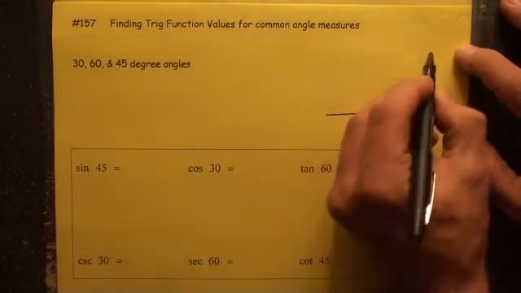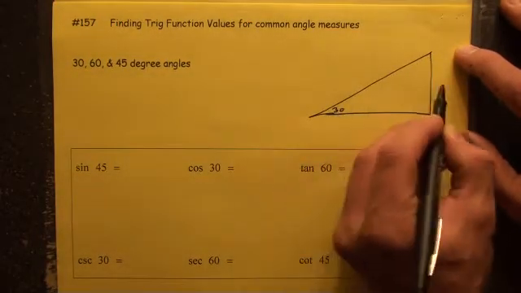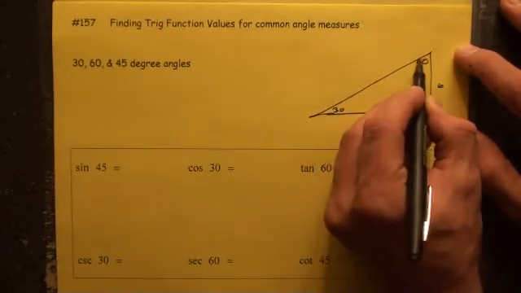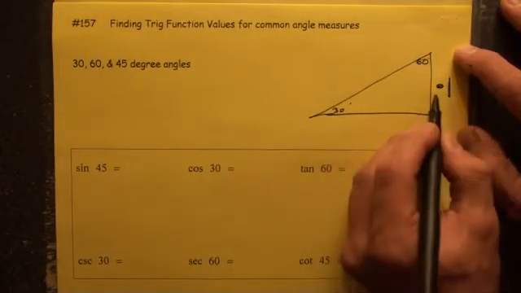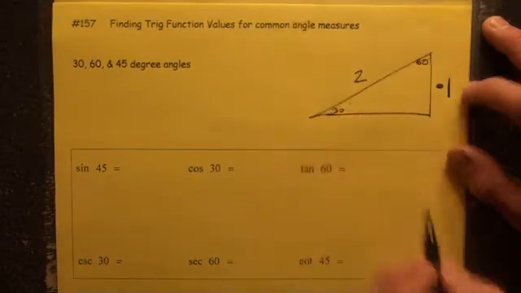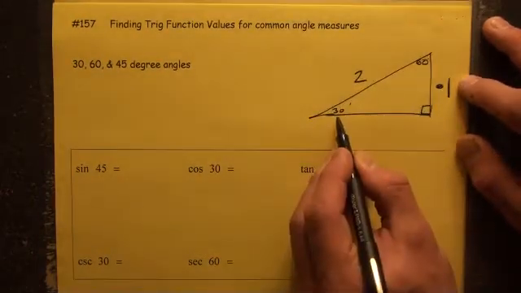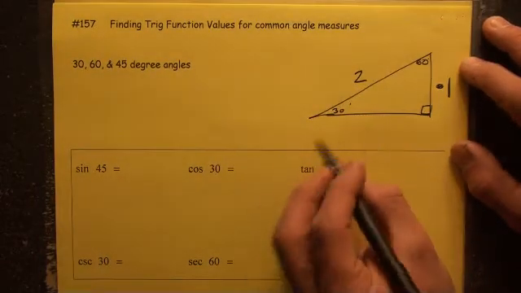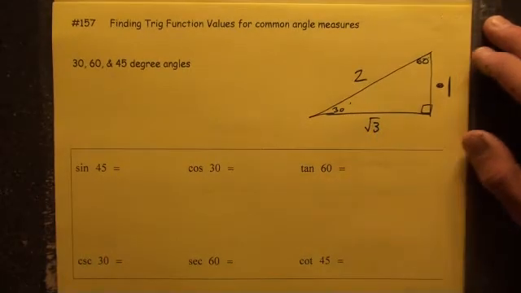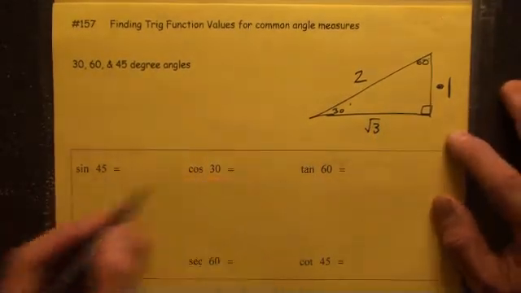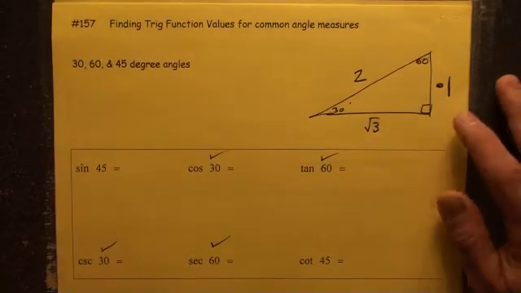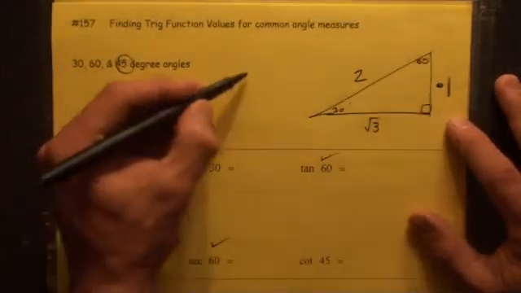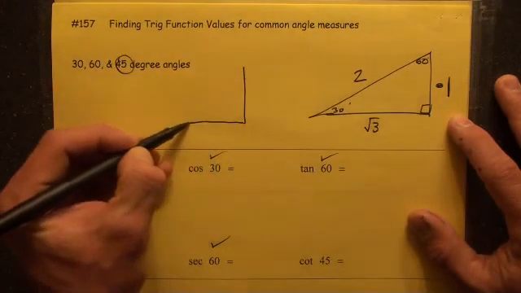Start off with the 30-60 review. There's our 30. There's our 60-degree angle. The pattern is that the side opposite the 30-degree angle will always be half of its hypotenuse. After doing the Pythagorean theorem, you'll get square root of 3 for this. Therefore, we can answer these 4 questions.